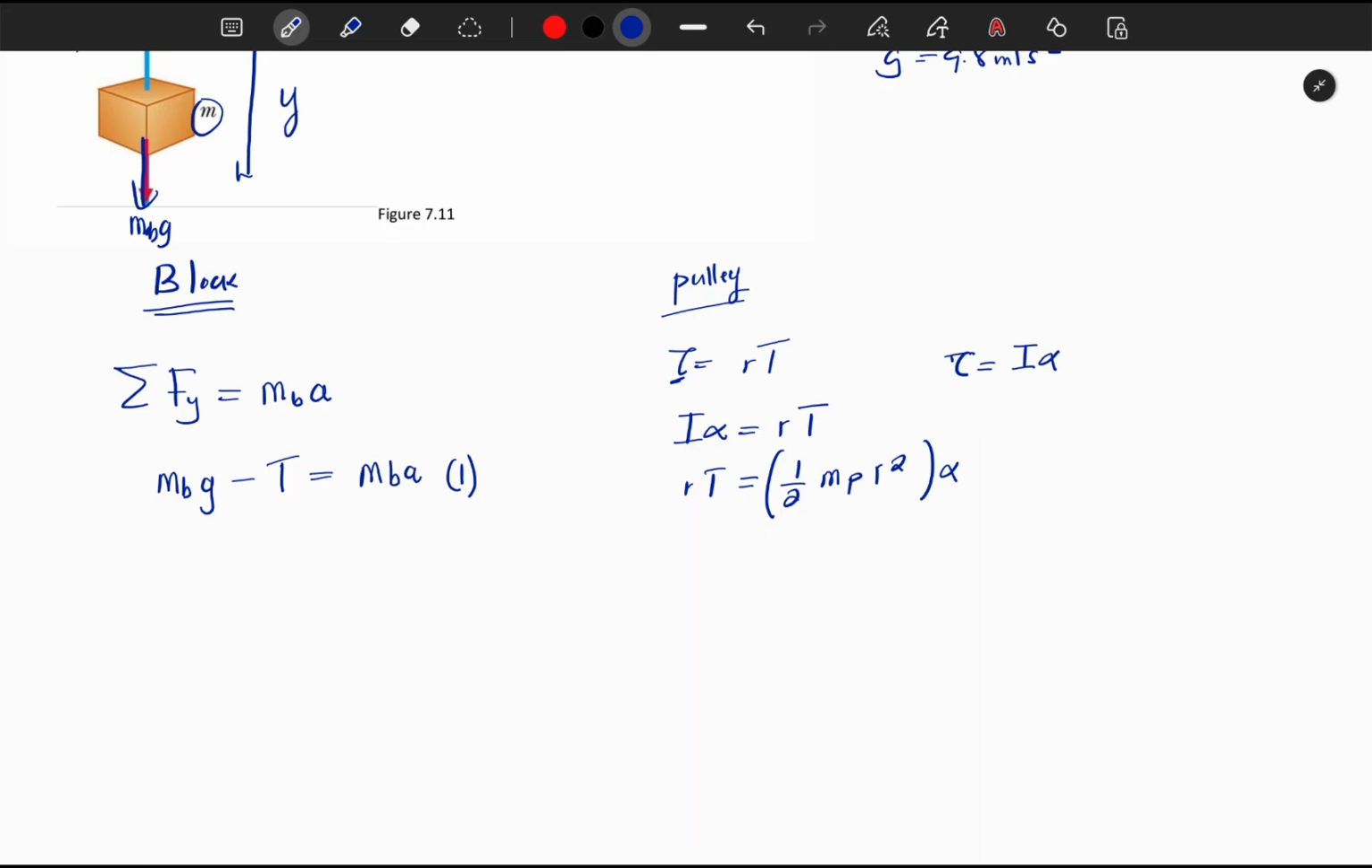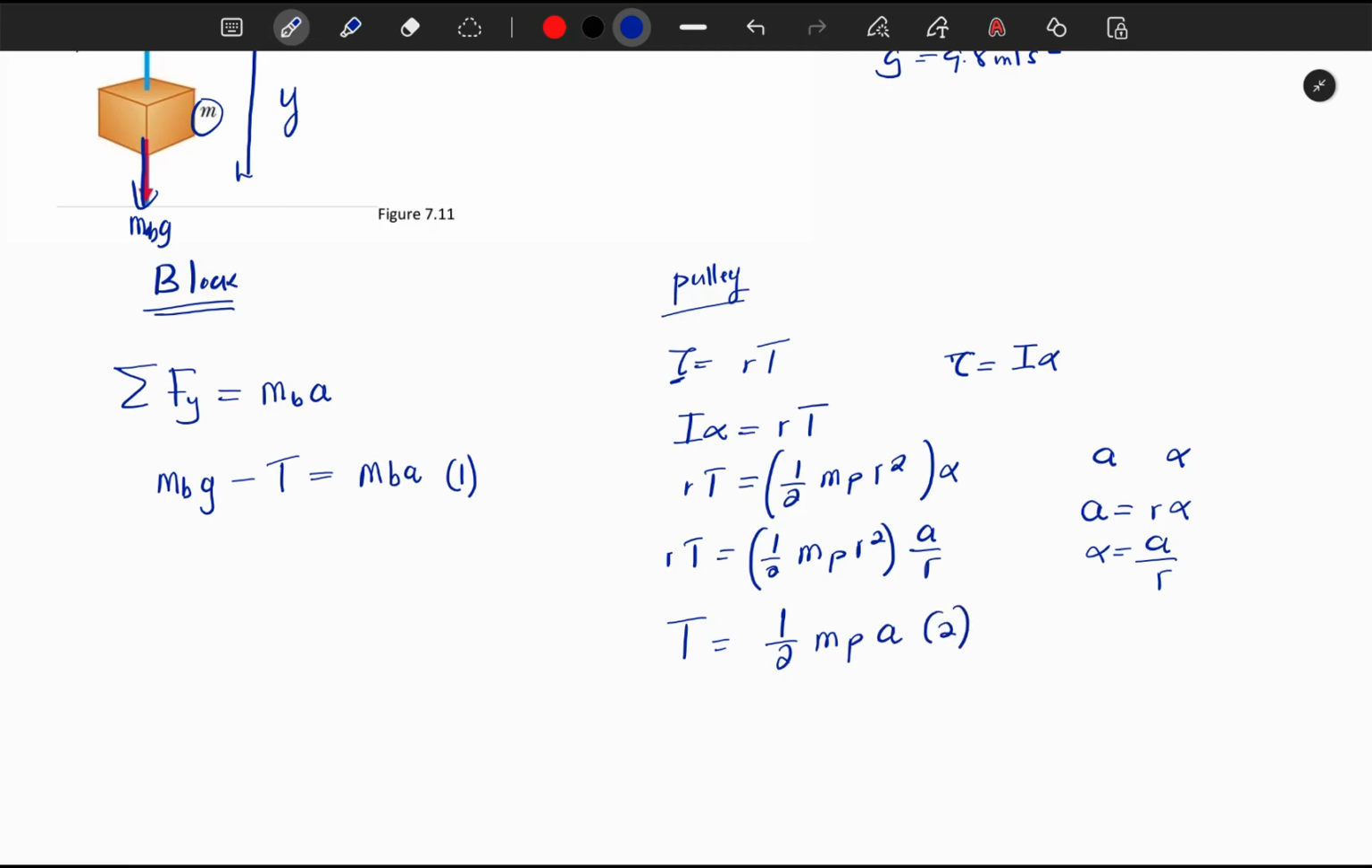But at the same time, we know that there's a relationship between acceleration and angular acceleration. Do you know it? Yes. Acceleration is just equal to radius times angular acceleration, meaning my angular acceleration is equal to acceleration over R. So once I do that, I replace it there: half mass of the pulley R squared, then here I've got a over R, of which now we can cancel out and we get our T, giving us half mass of the pulley times acceleration. This is our equation number 2.